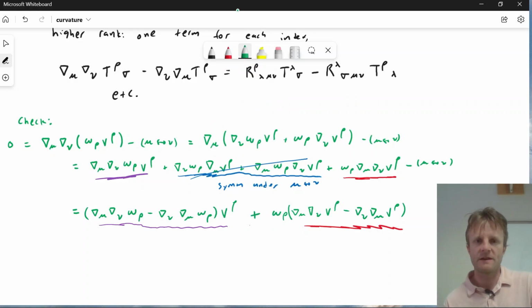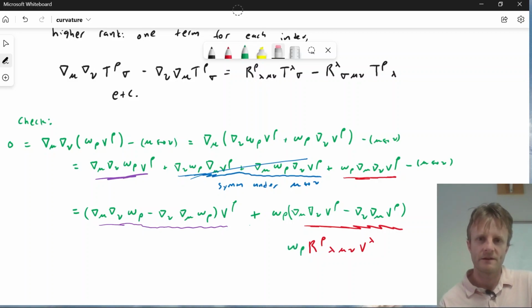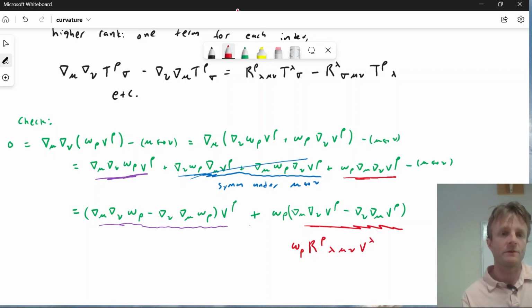And so then this thing, by definition, over here was the Riemann tensor R^ρ_{λμν} V^λ times ω_ρ. Now I'm getting wacky with the colors. That's horrible. Switch to red. ω_ρ. And then this thing is what we're interested in, right?